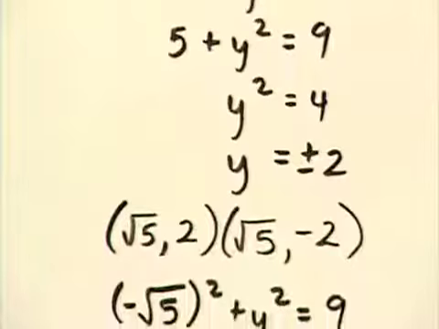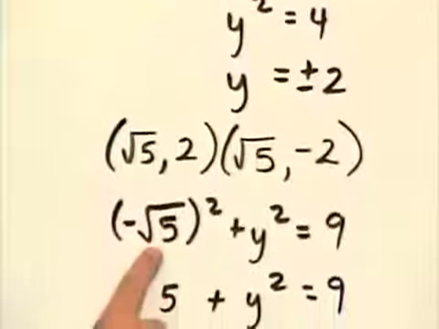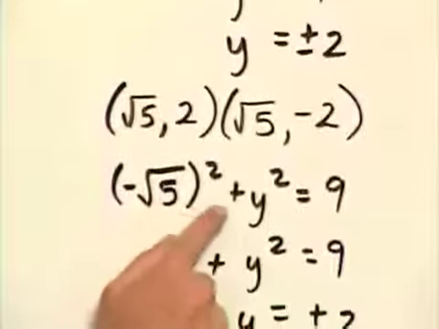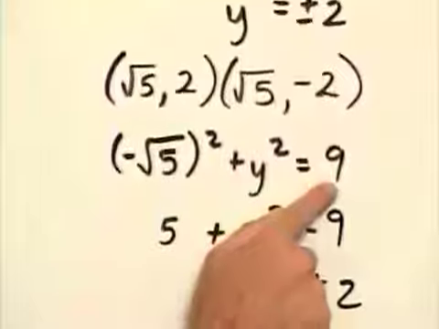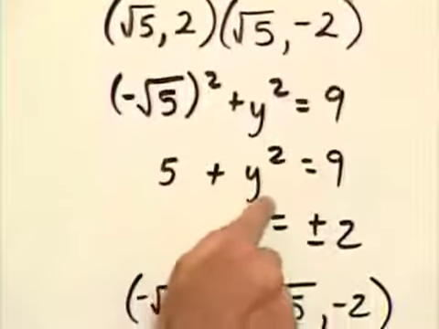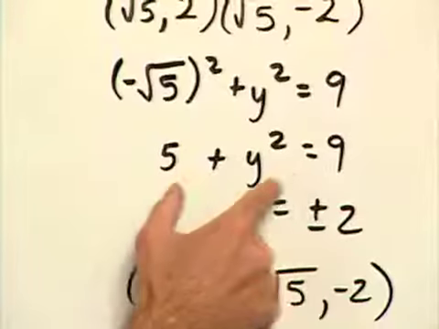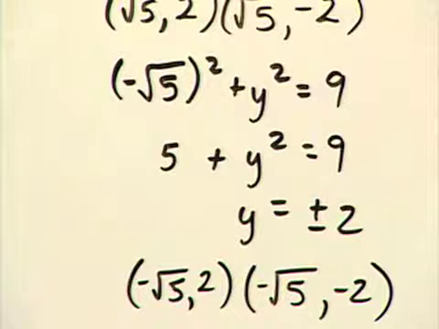So plugging in negative square root of 5 into the first equation, we get negative square root of 5 squared plus y squared is equal to 9. And when we simplify that, our next line, 5 plus y squared equals 9, is exactly the same line that we have when we substitute in the positive square root of 5. So in other words, we're going to get the same solutions for y when we substitute in this negative square root of 5 as we did when we substituted in that positive square root of 5.